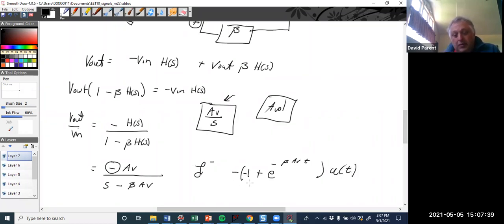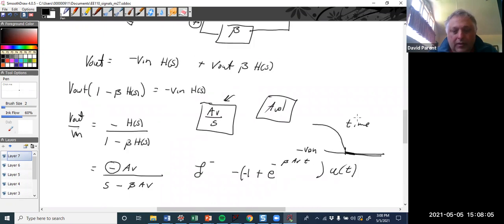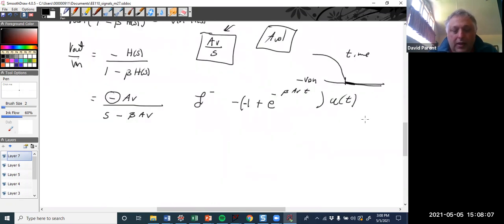which is doing that in time. But at some point, it hits minus VDD, and it can't go any more negative. So why is that useful?